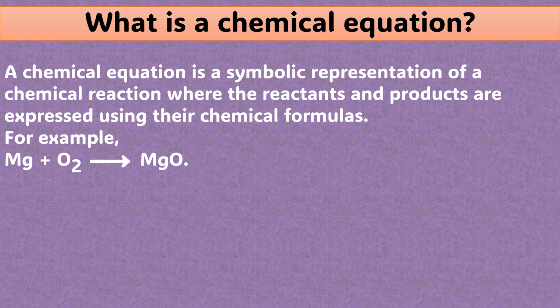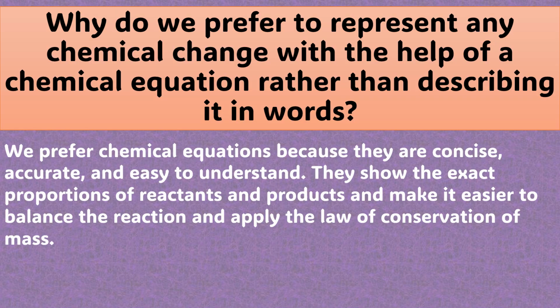Question number 29. What is a chemical equation? Answer. A chemical equation is a symbolic representation of a chemical reaction where the reactants and products are shown using their chemical formulas. For example, Mg + O2 gives MgO.